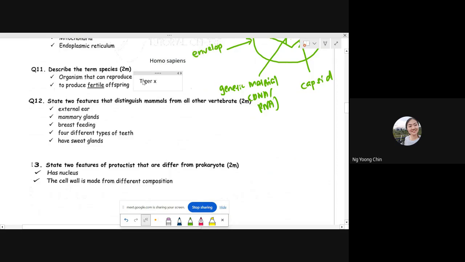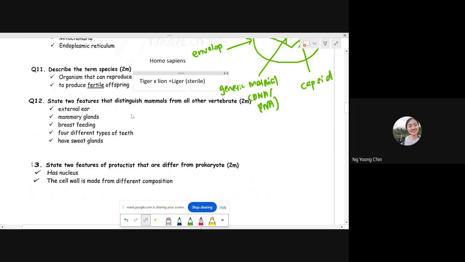So tiger and lion are totally different species. Whenever they mate with each other, they will produce a progeny, which they give the name liger. However, this liger, the progeny from the tiger and the lion, is sterile. Sterile means they are unable to breed to produce fertile offspring, because they are from different species. That's why reproduction that produces fertile offspring only happens between the same species. So this is the difference between them.